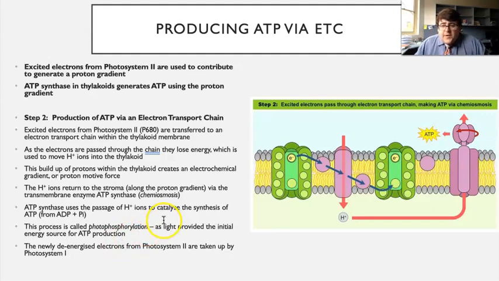Now last week we talked about phosphorylation and oxidative phosphorylation. This one's called photophosphorylation because, unlike the last one, oxidative phosphorylation, where it was because of oxidation, this phosphorylation has occurred because of light, and it's all because of the light coming through the chloroplasts. And hence, because light's involved, it's photophosphorylation, so we're creating ATP from light.